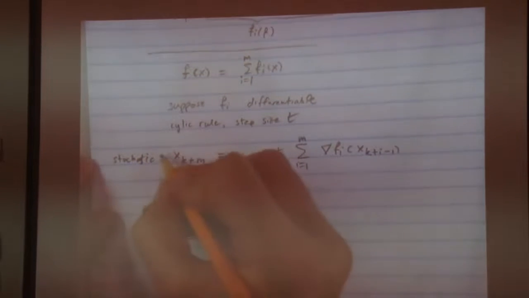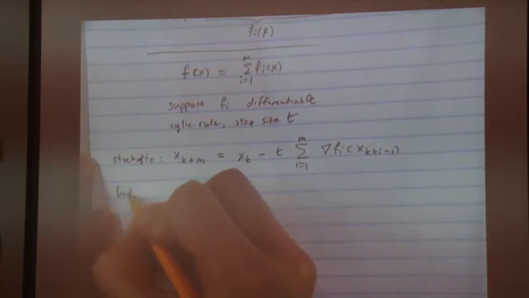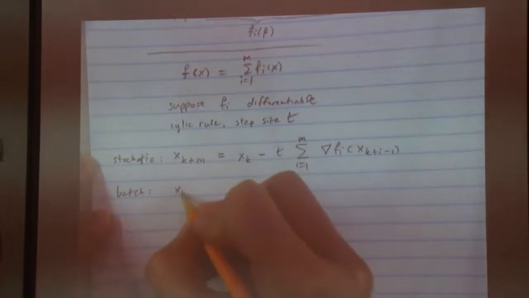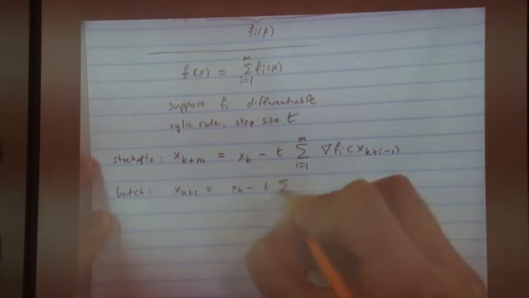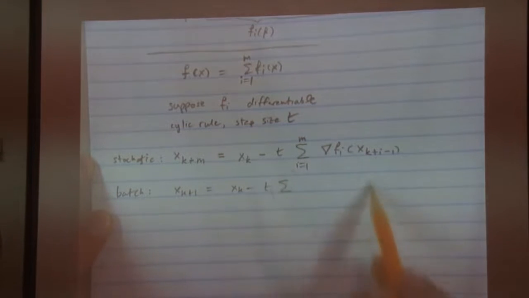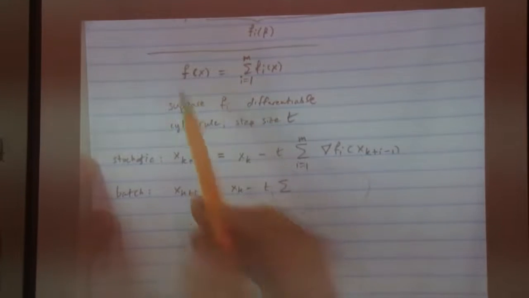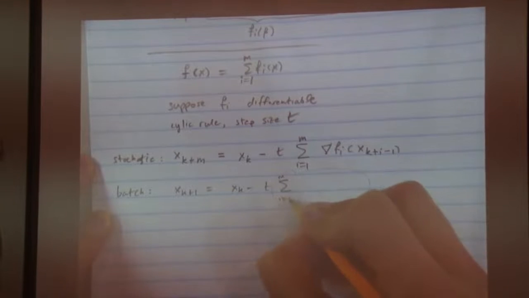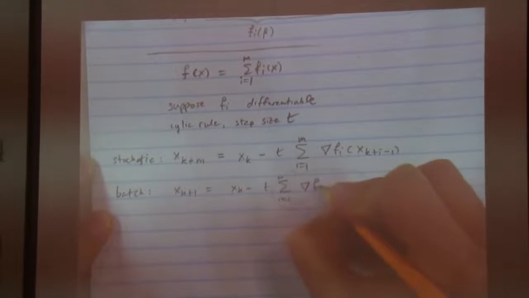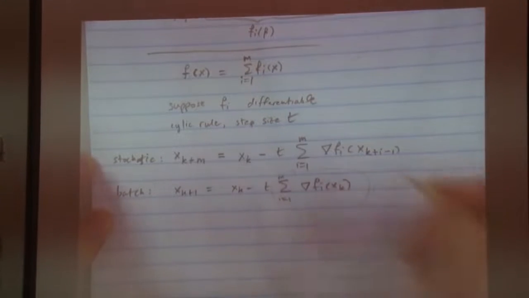How about the batch rule? What does the batch rule look like after one step? Well, of course, we know this. This is just gradient descent. I have to put here the gradient of f at the point xk. And because f is the sum of functions, it's just the sum of the gradients of the fi's at xk.